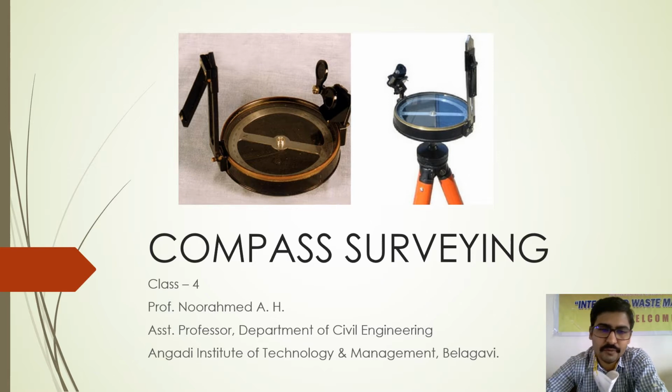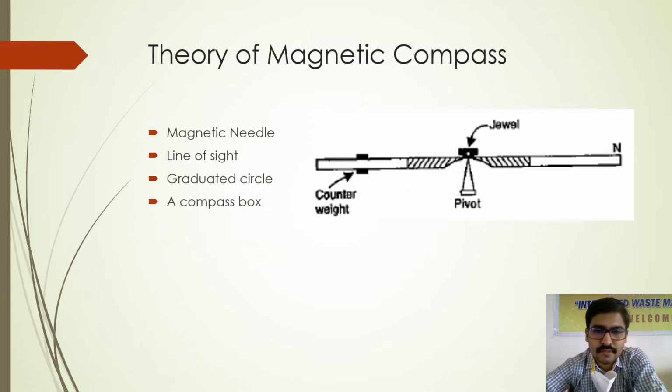And now we will move ahead and we will see what different types of compass we have, and we will see how to work with the compass. So before we begin with the compass, let us see what different quantities or entities are required to construct a compass. So first you should know what is the theory of magnetic compass. To construct a magnetic compass, what exactly is required, right?